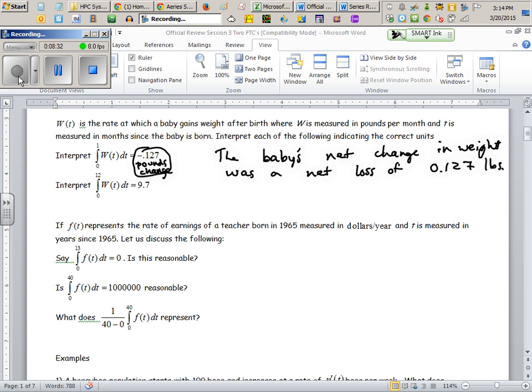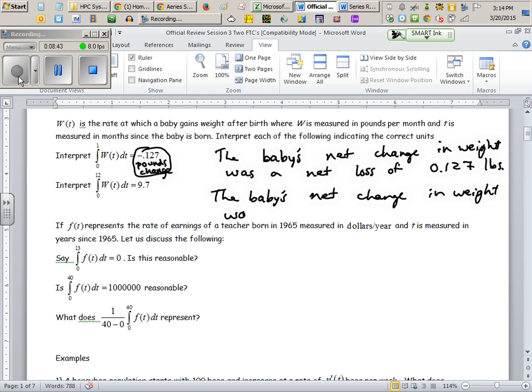So, okay, so the baby's net change in weight, you guys know I'm not that eloquent, so net change in weight was a gain of 9.7 pounds, and you're really supposed to put the time in here, so see, I already forgot. I should have put the first month for the first one, and the first year for the second one. Okay, so they actually will ask you questions like this. The test has the verbal side. Like they'll ask you, what does this mean? You have to write it out.